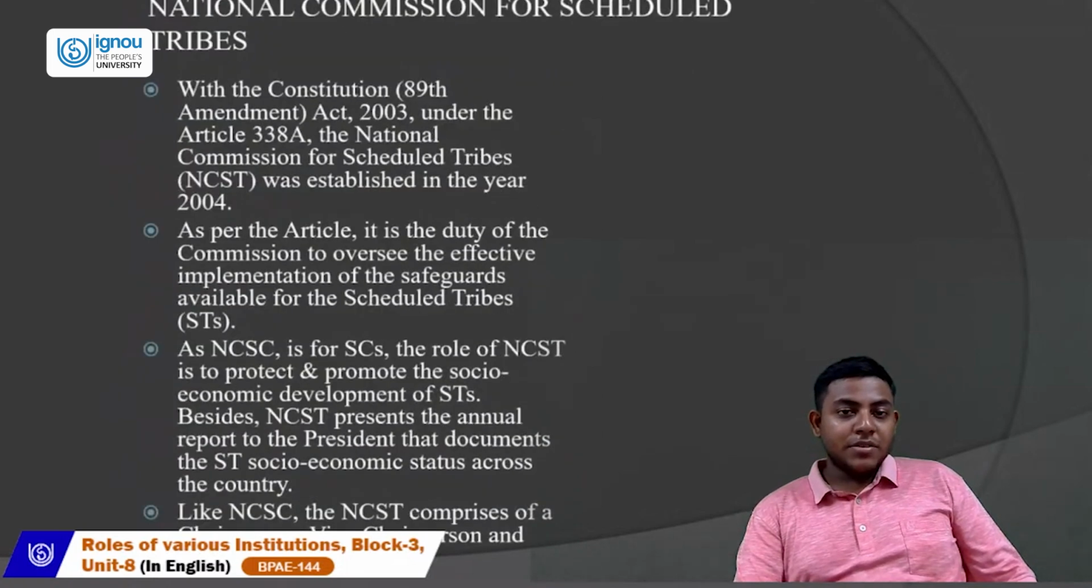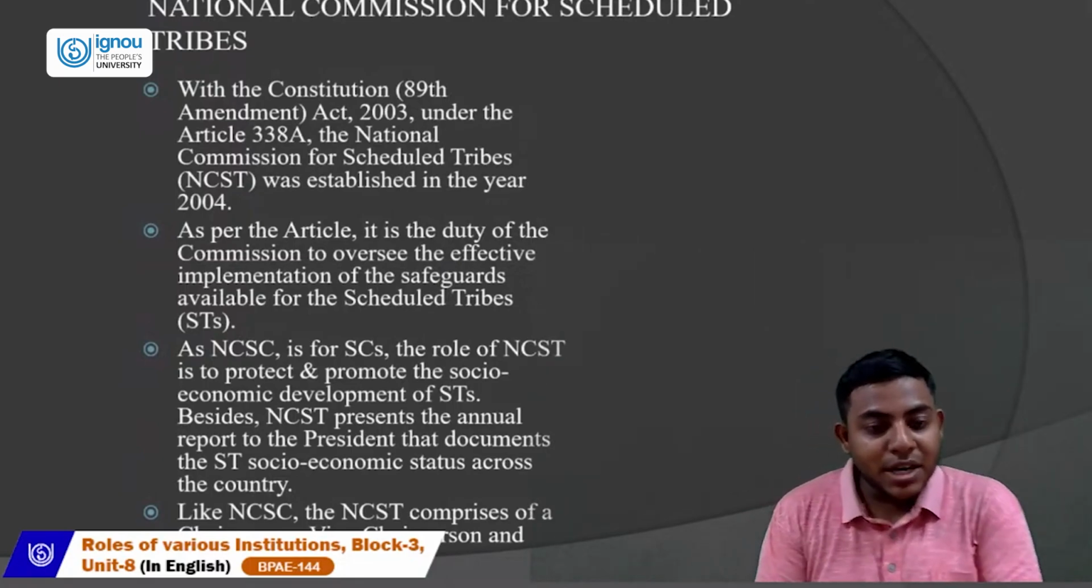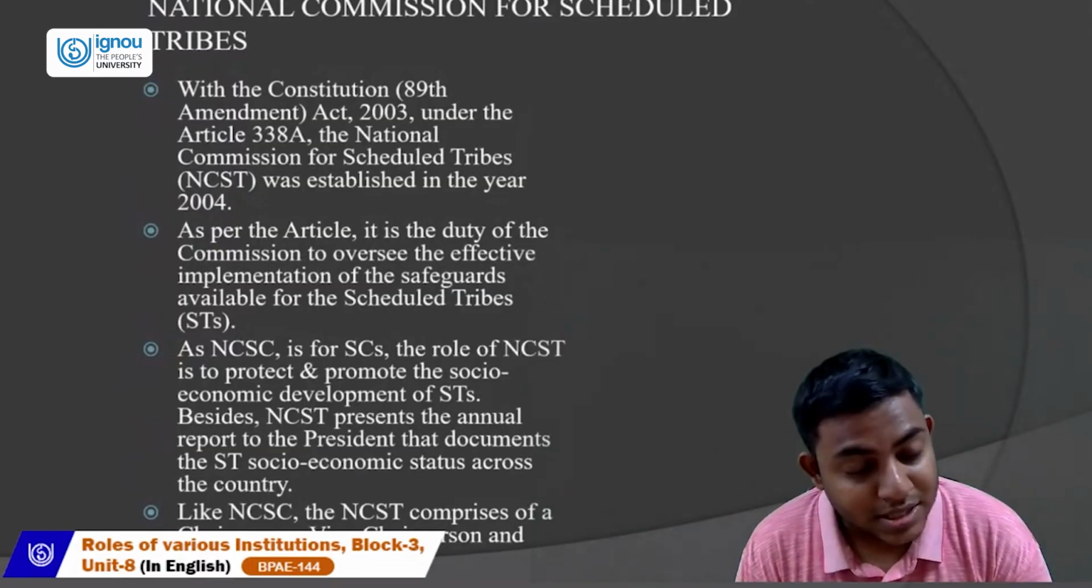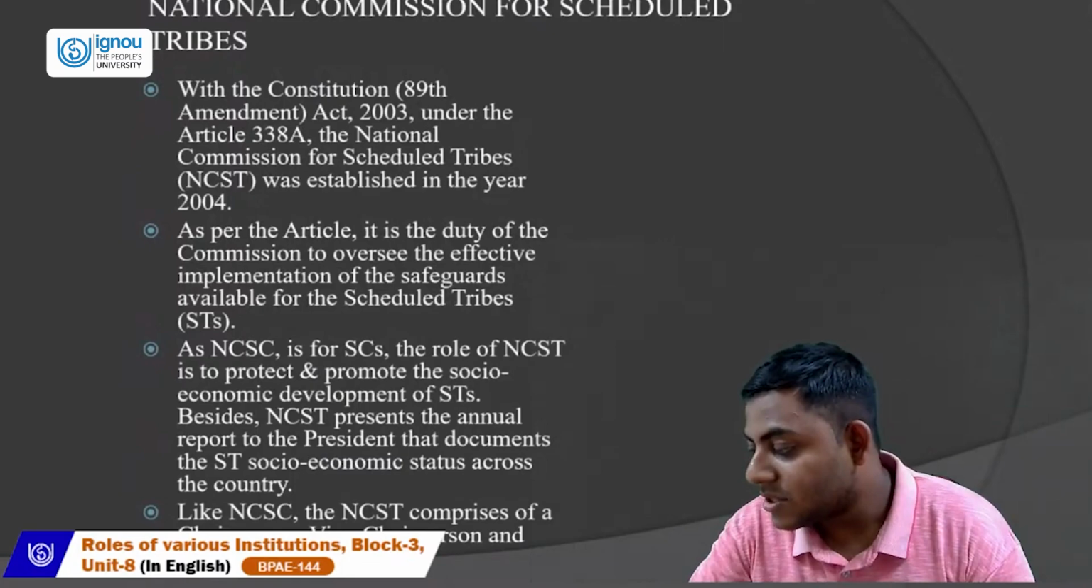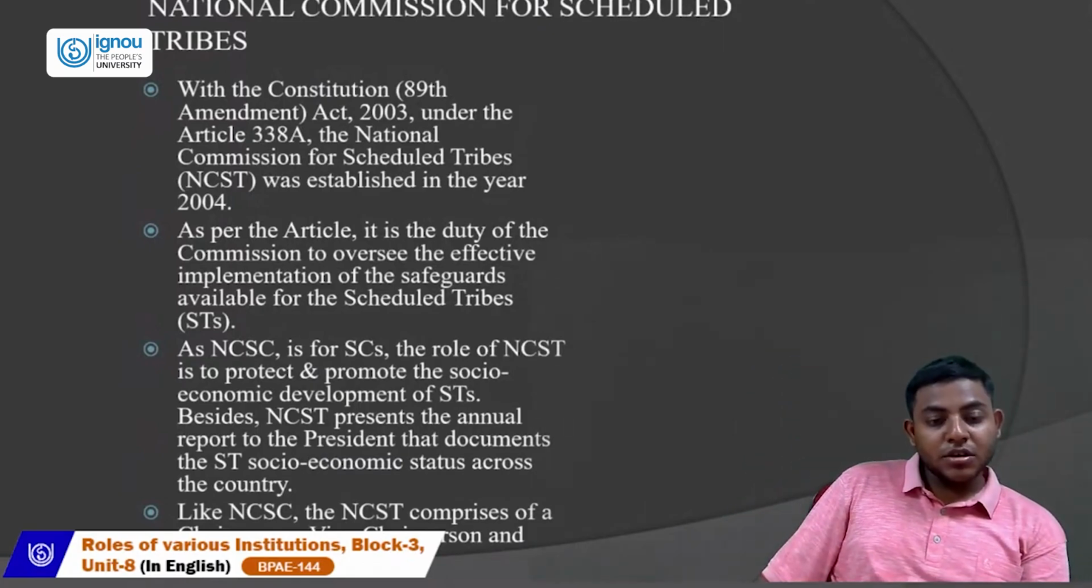So the National Commission for Scheduled Tribes was established in the year 2004 under Article 338A through the 89th Amendment. As per the article, it is the duty of the Commission to oversee the effective implementation of the safeguards available for the Scheduled Tribe community. As the National Commission for Scheduled Castes is for the Scheduled Caste community, the role of the National Commission for Scheduled Tribes is to protect and promote the socio-economic development of the Scheduled Tribe community. Besides, it presents the annual report to the President that documents the Scheduled Tribes' socio-economic status across the country.